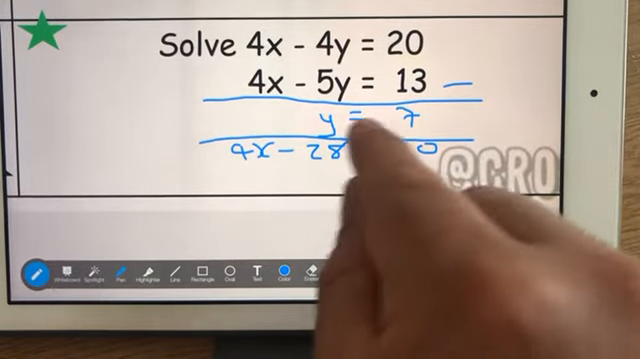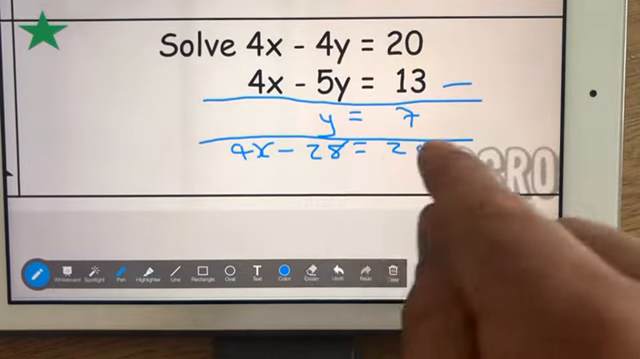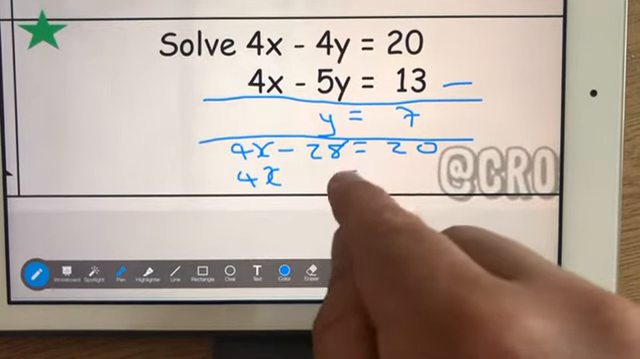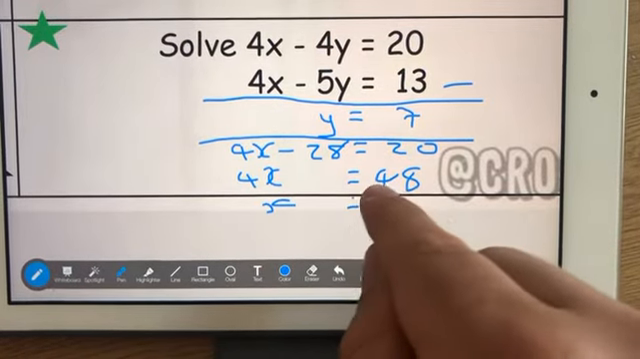So all I've done is taken the y is 7 and I've put it in the top one. If I add 28 to this side, I end up with 4x equals 48. And then if I divide by 4, I end up with x equals 12.